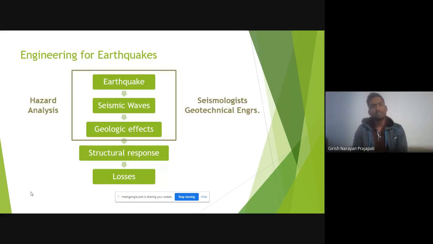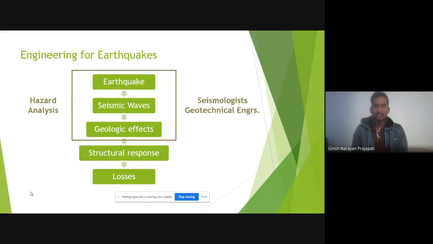The first three parts, earthquakes, seismic waves, and geological effects, are our hazard analysis, and those are generally done by seismologists and geotechnical engineers. Seismologists are people who have a degree in geophysics, and they study the earth, earthquakes, and whatever is inside the earth. And geotechnical engineers are the part of civil engineers who study soil and foundations. So they generally do the hazard analysis.